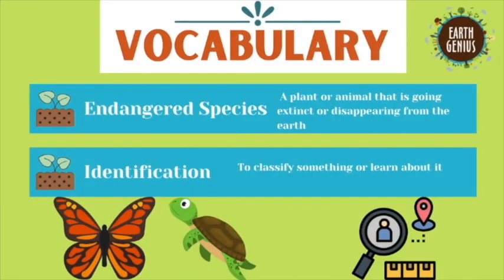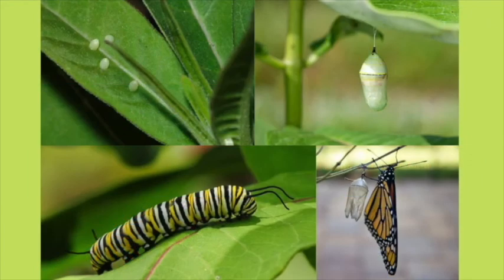Our last word, identification, means to classify something or learn about it. We can identify what type of species things are through their different characteristics. Some species can be tricky to identify because they look very different in different stages of their life. This example from the monarch butterfly again shows that in the caterpillar stage, it looks completely different than when it grows up and becomes a butterfly.